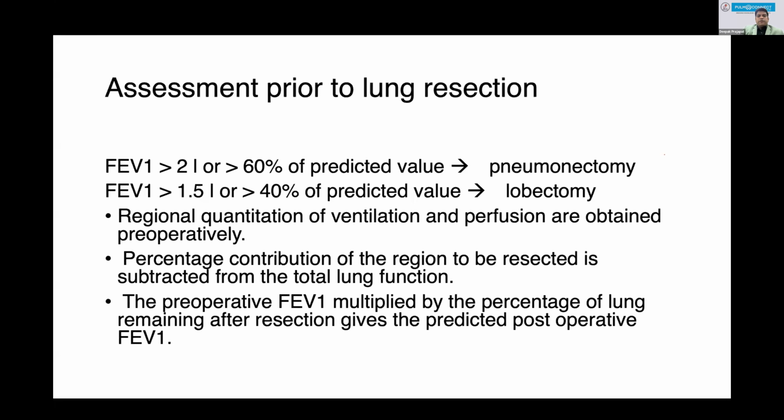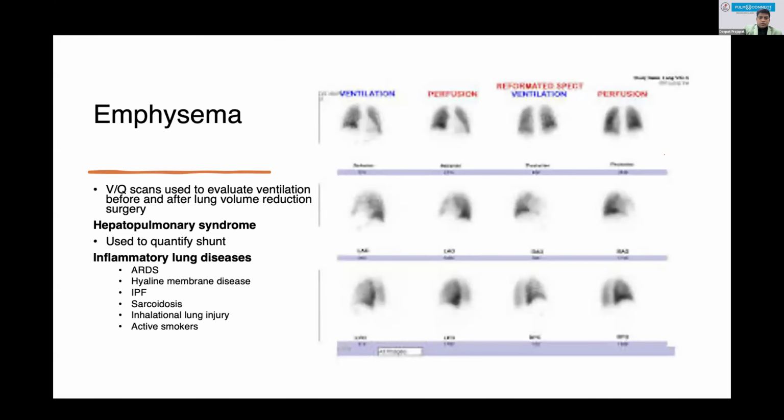Then the assessment prior to lung resection is also an indication for VQ scan. Regional quantitation of ventilation and perfusion is obtained pre-operatively. The percentage contribution of the region to be resected is subtracted from the total lung function, and the pre-operative FEV1 multiplied by the percentage of lung remaining after resection gives the predicted post-operative FEV1 value. These are further examples of conditions in which we use VQ scans.